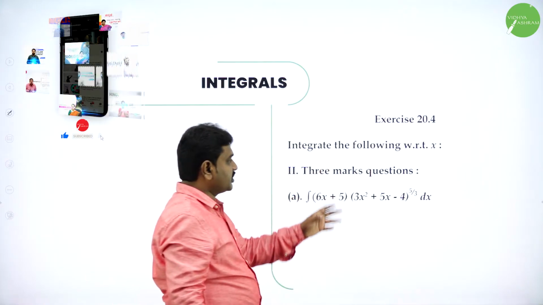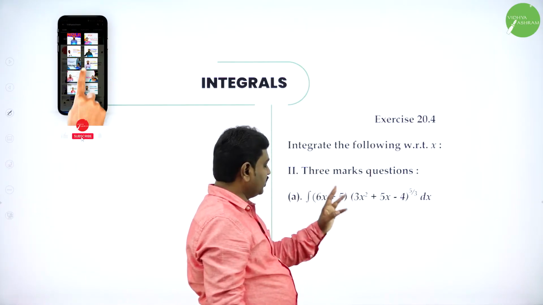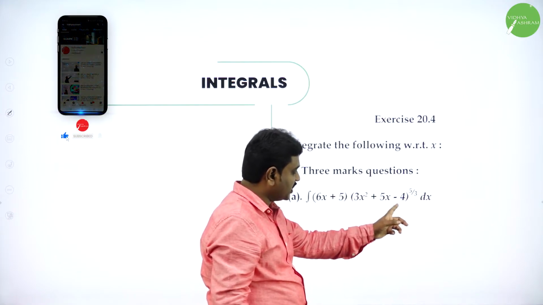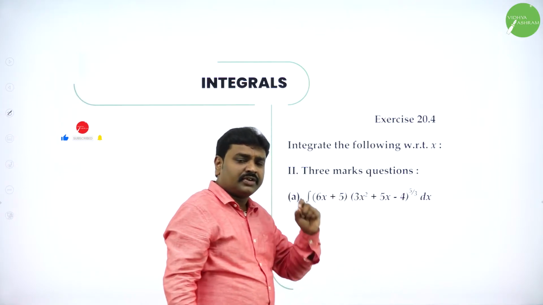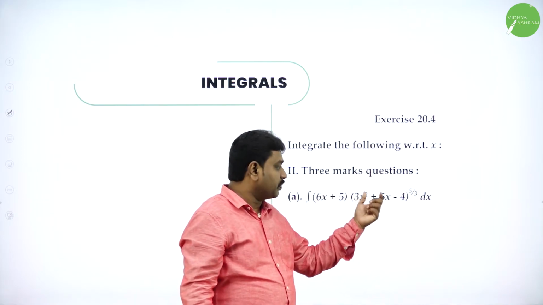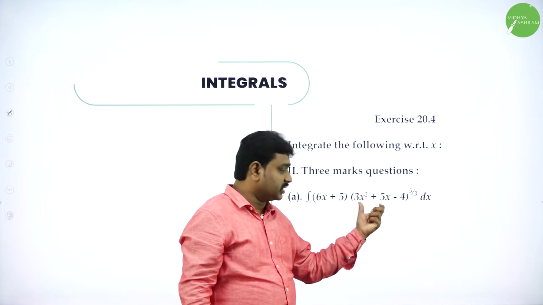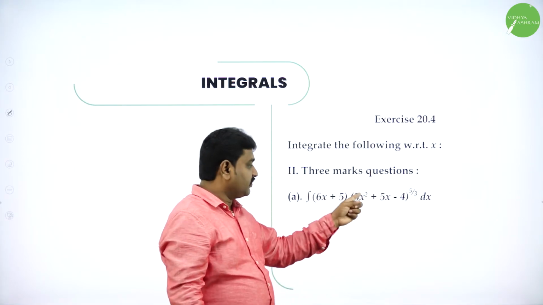Integrate the following with respect to x. 3 mark questions. Integration of 6x plus 5 into 3x square plus 5x minus 5 power 3 by 2 dx. When you observe the problem, whatever is a composite function, the base of the power term you take it as t and differentiate, you will get it.